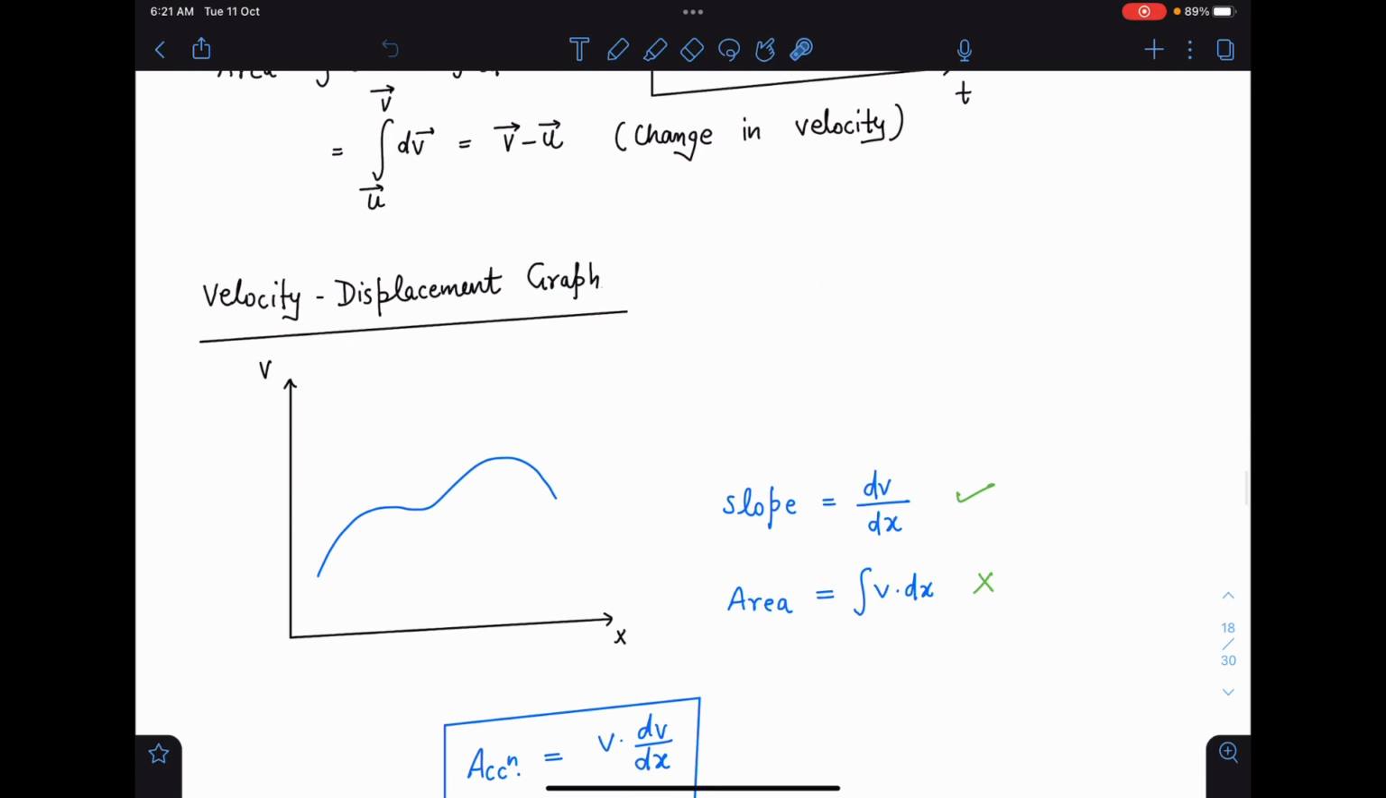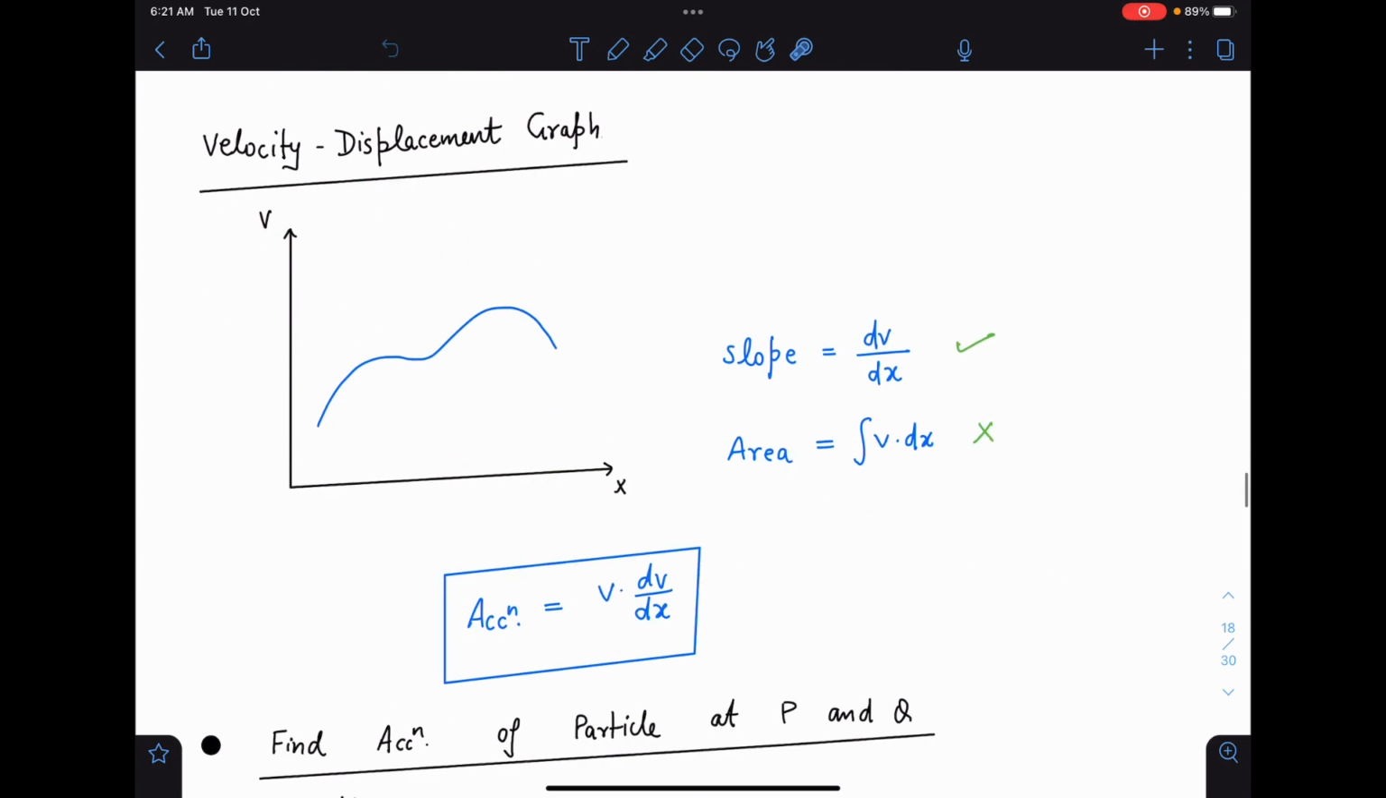Next is the velocity-displacement graph. So the slope is dv by dx. This is called the velocity gradient, so it is important for us. And the area is integral of v dx, not so important. So these 2 points you can just check. In this graph, slope is important.